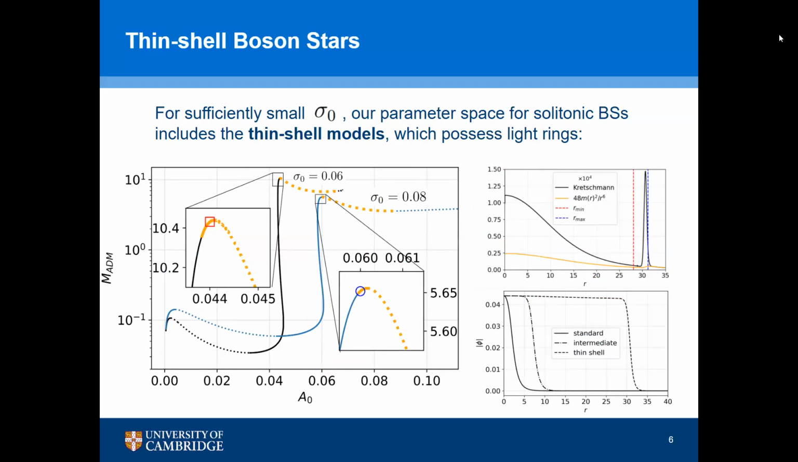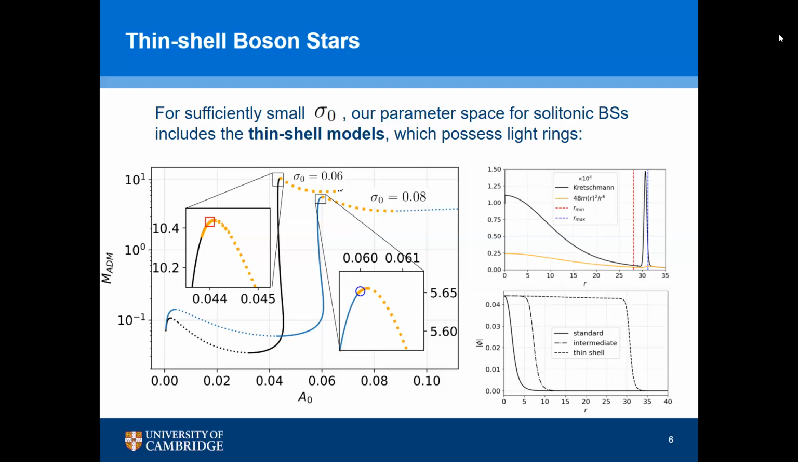The way that we do that is essentially to crank down this sigma naught parameter in the solitonic potential. We're still just considering spherically symmetric models here, but what I'm plotting here is the ADM mass against central amplitude for the two families, sigma naught 0.06 and 0.08, that we're going to be interested in looking at in depth in this project.